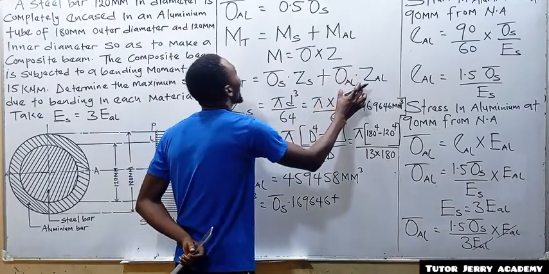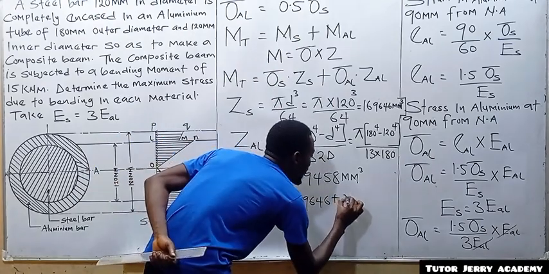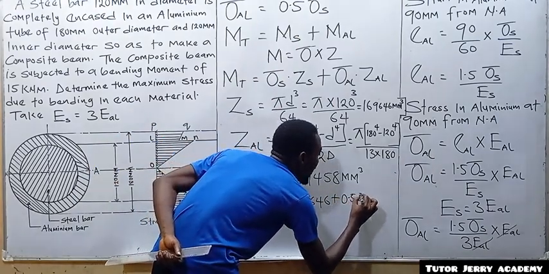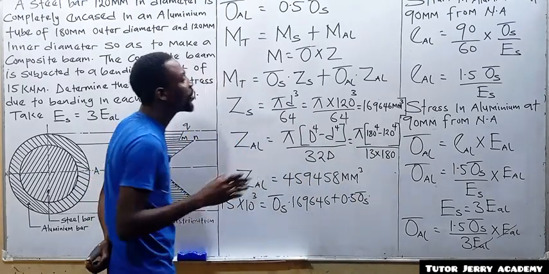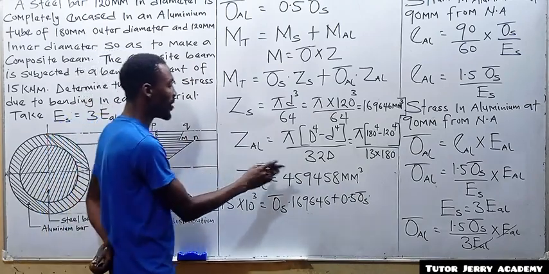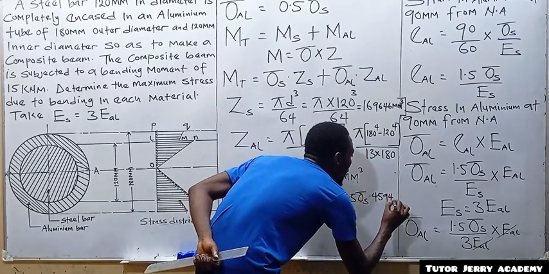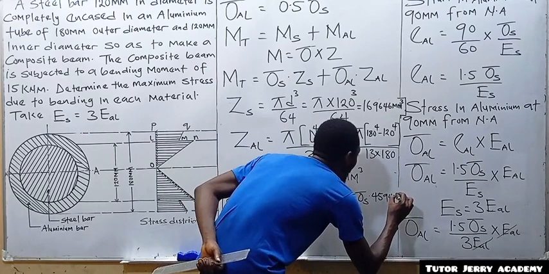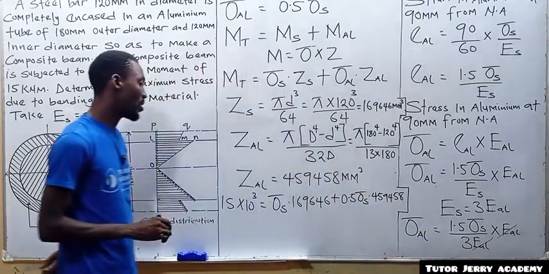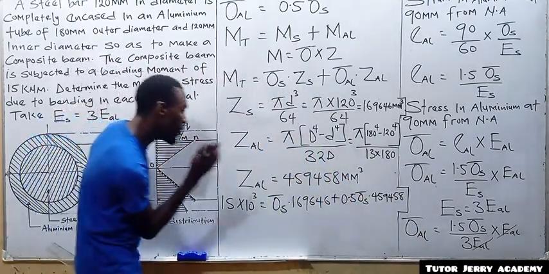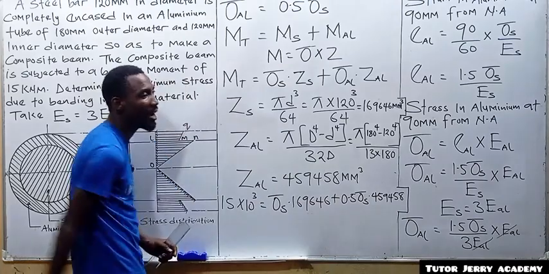Plus what? Plus the stress in the aluminium. The stress in the aluminium is 0.5 multiplied by the stress in the steel, then multiply by what? Multiply by the section modulus of the aluminium, which is what? 459458. All right, so that is what we are going to have. So if you multiply this with this, you can add everything that we have there together.